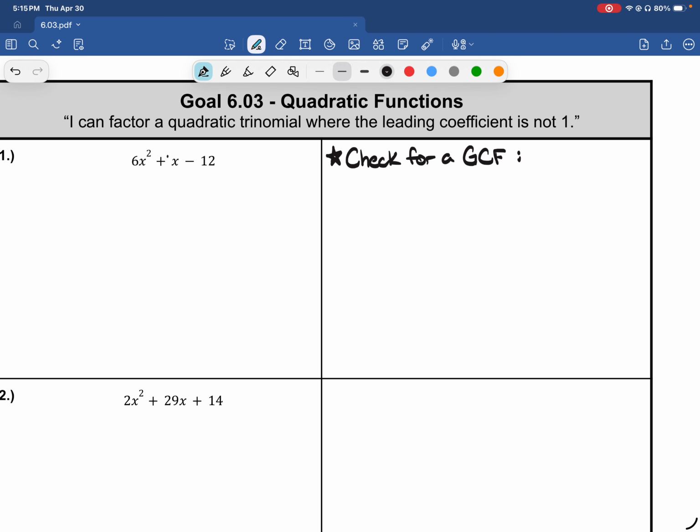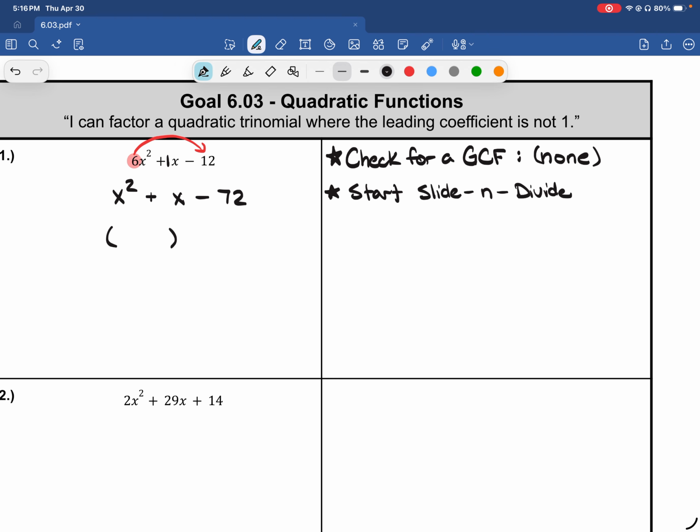But 6, 1, and negative 12 don't have a GCF. So there's not one here. So I'll start the slide and divide method, which is where I'm going to take this 6 and multiply it times negative 12 and rewrite this as x squared plus x minus 72.